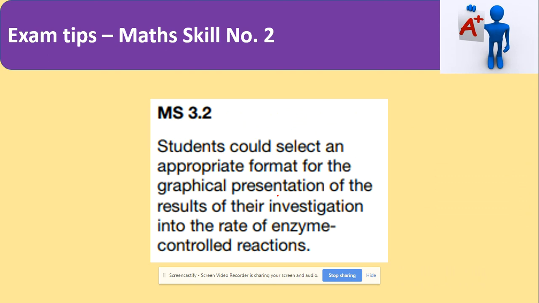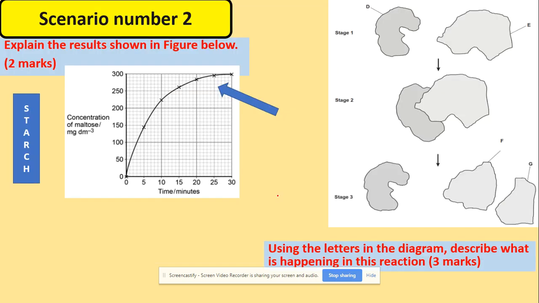Right, so another math skill here is that students should select the right format for the graphical presentation of the results of the investigation into the rate of enzyme controlled reactions. So I've selected a few questions here. One of those is the graph that shows you the results of the enzyme catalyzed reactions. So the concentration of maltose, so that means that starch is being hydrolyzed to maltose at the given time.